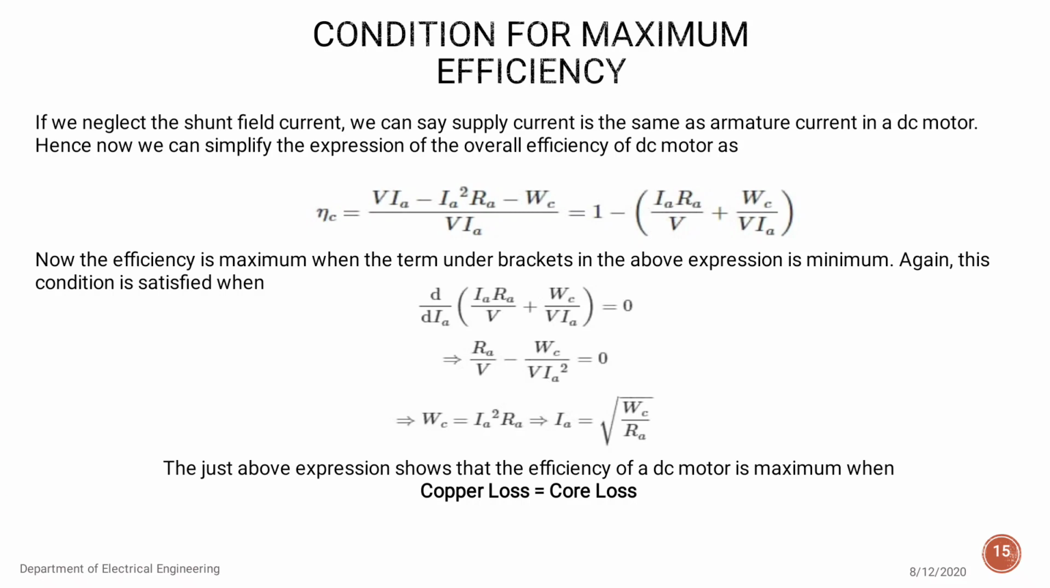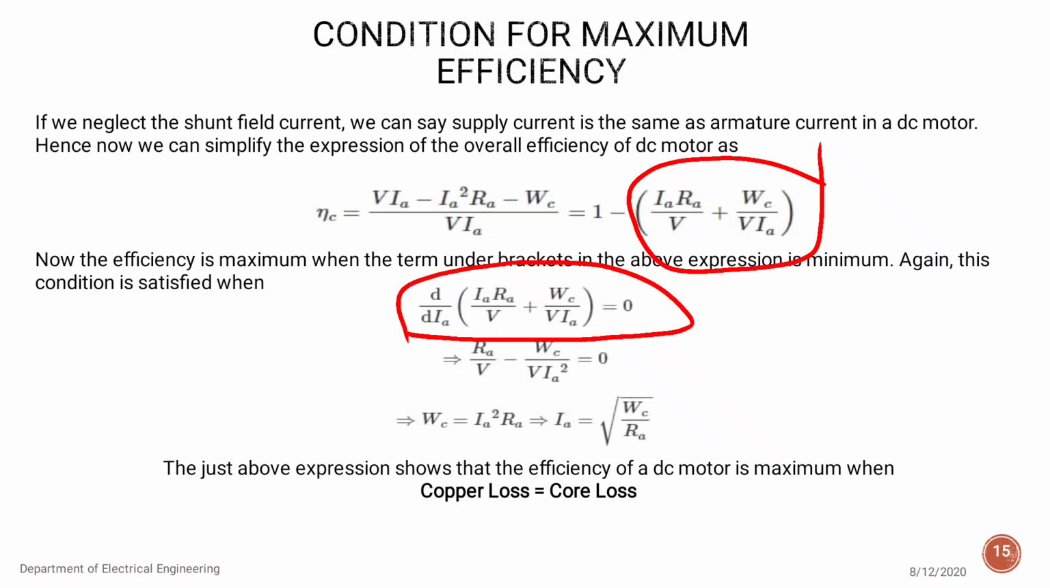Now it is time to calculate the condition for the maximum efficiency. Okay, now we have the equation. Now see, when should the maximum come? If we take the derivative of this total value with respect to IA, it will be compared to zero. So that one will be differentiated with respect to IA.